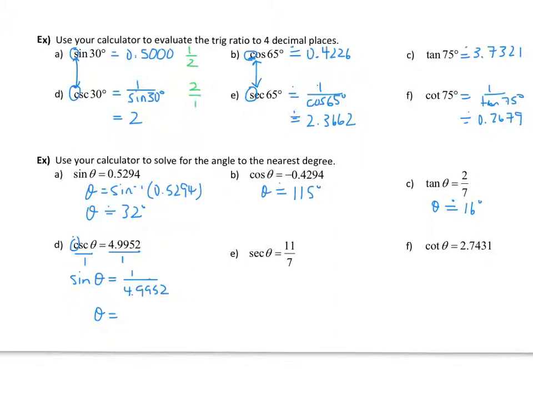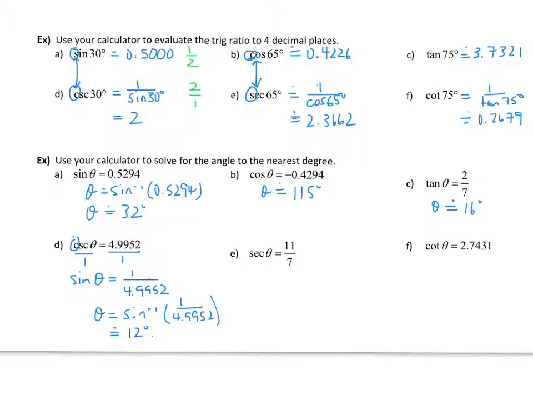So then I can do my second function sine on the 1 divided by 4.9952. Okay, so I'm really doing this on the fraction that we have there. So I'm flipping it over to take the reciprocal. I'm taking the reciprocal of both sides, and that will give me theta being approximately equal to 12 degrees, I believe, here. Okay, so try that with the other ones.